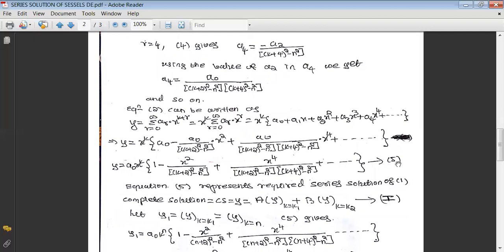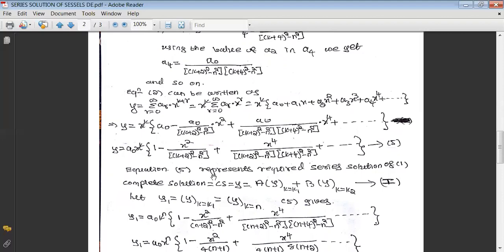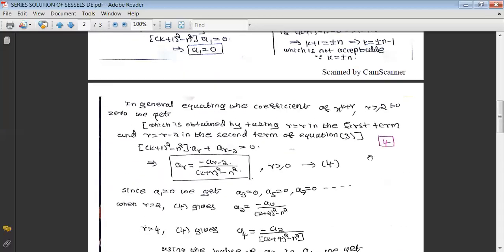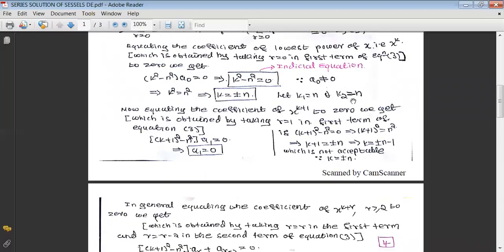Now let us take this one as equation 5, and equation 5 represents the required series solution of the given equation. This is just a series solution, but now we have to write the complete solution. The complete solution according to the Frobenius method is y equals some arbitrary constant capital A into the value of y when k equals k1, plus capital B, some arbitrary constant, into the value of y at k equals k2. In this y, we take k equal to k1 and k2, but we know that our k1 is n and k2 is minus n.